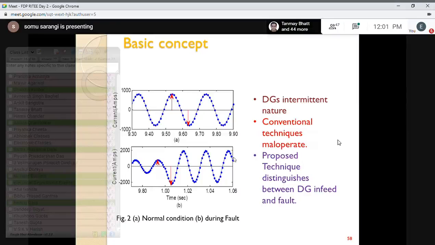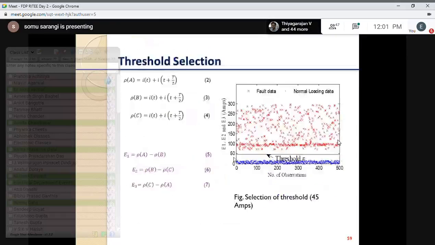However, whenever there is a fault, what will happen? There is an increase in current, or there is an increase in this value. Then we have defined some threshold. So how to decide the threshold? We have taken three indices, rho A, rho B, rho C for phases A, B, C, that is equal to I of t plus I of t plus T by 2.